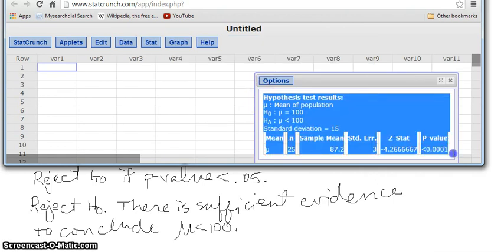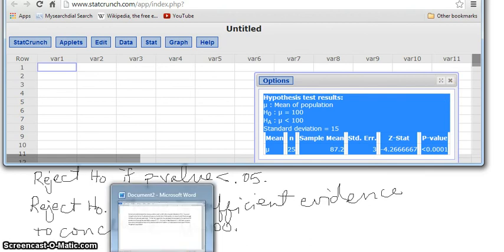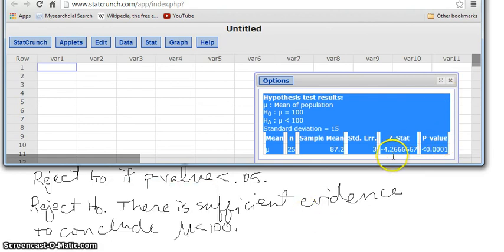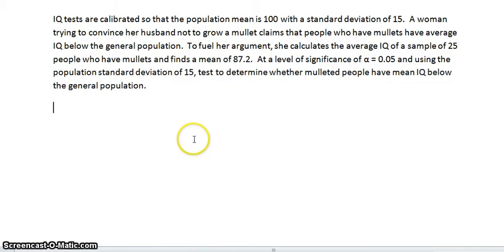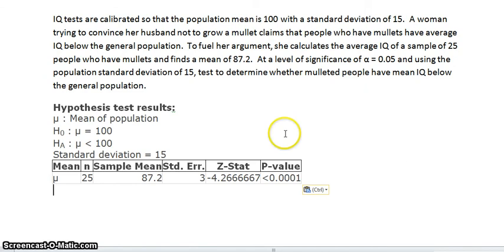And this is what we get, which is the same as what we got before. We got a test statistic of negative 4.27, and we got a p-value of 0.0001. So we'll go over here and paste this back in. Here you don't have to write out the hypotheses because they've got that written out for you. Mu equals 100 versus mu less than 100. It gives you the test statistic and the p-value.